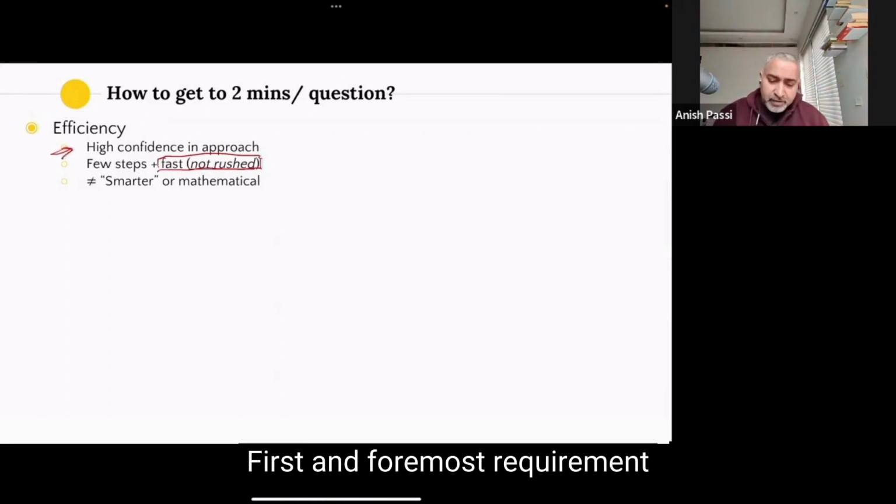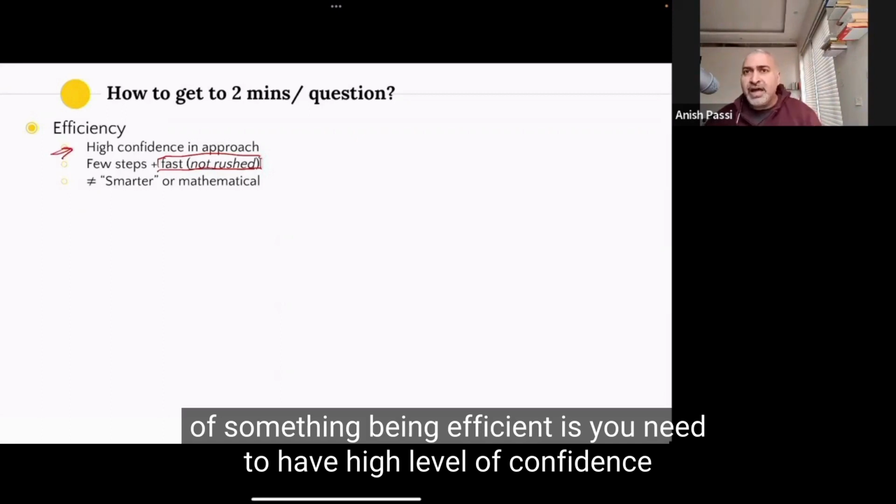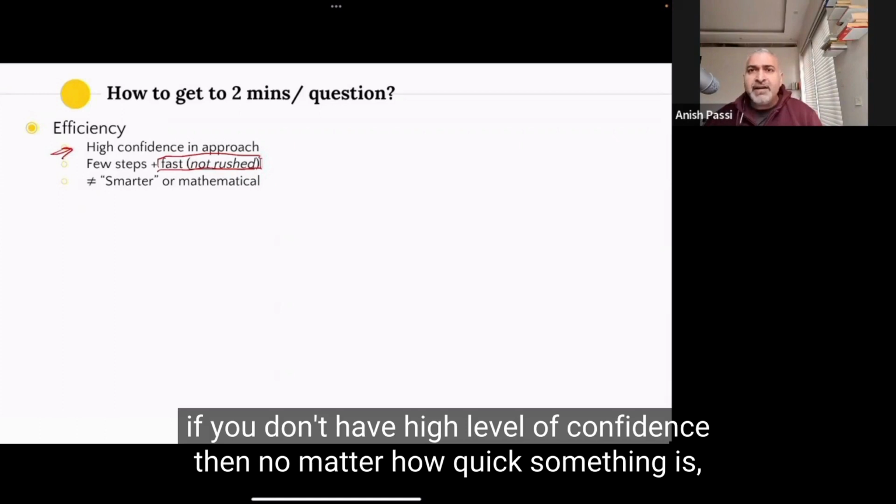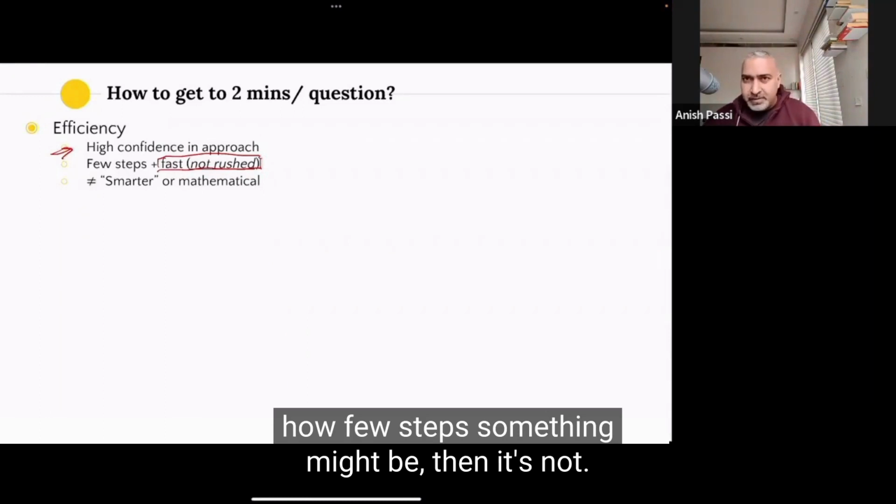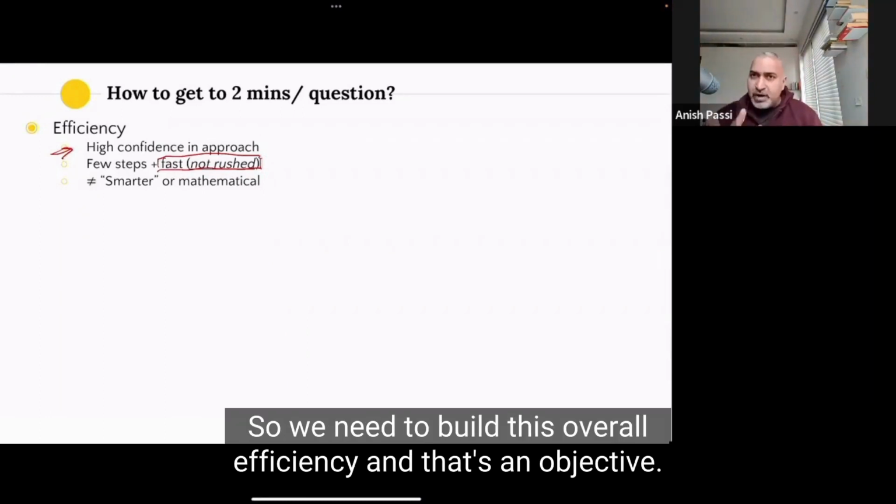First and foremost requirement of something being efficient is you need to have a high level of confidence. If we don't have a high level of confidence, then no matter how quick something is, how few steps something might be, it's not efficient. So we need to build this overall efficiency.